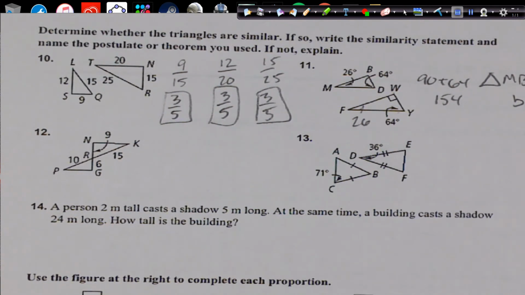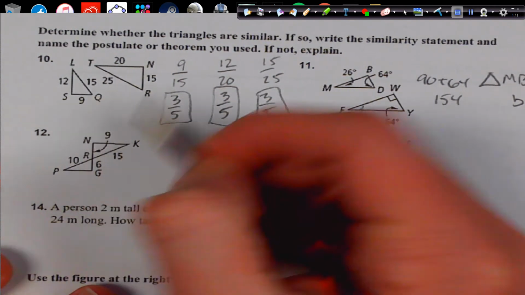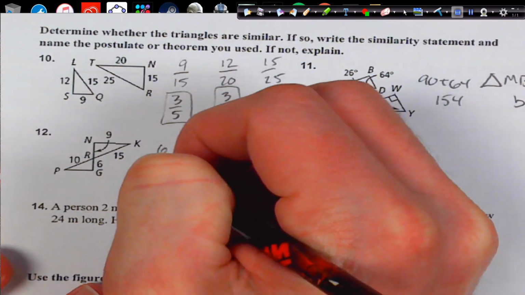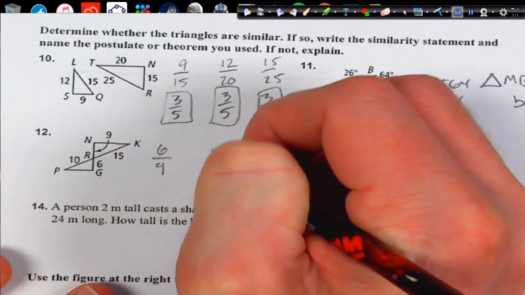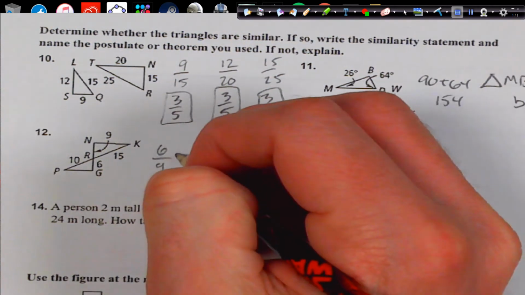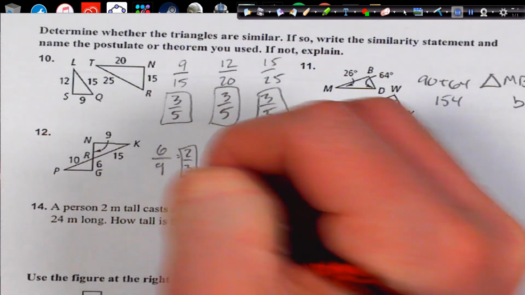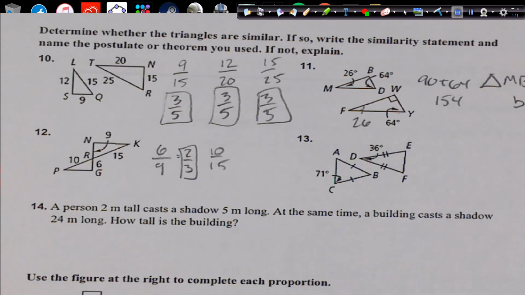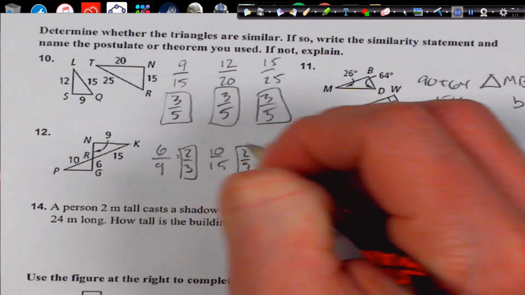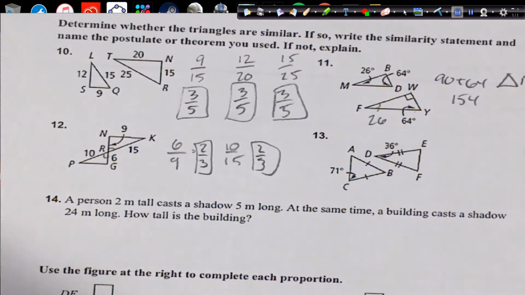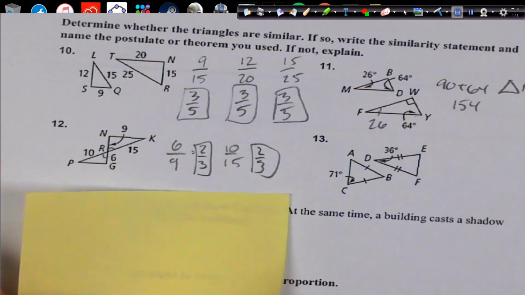Okay, I have 9 and 15, 10 and 6. I need to do the small with the small, so I'm going to start with 6 over 9 and 10 over 15. 6 over 9 is going to reduce to 2/3. 10 over 15, it's also going to reduce to 2/3. And then we have a vertical angle. So these are going to be congruent as well, and this will be by side, side, side. Or sorry, side, angle, side.